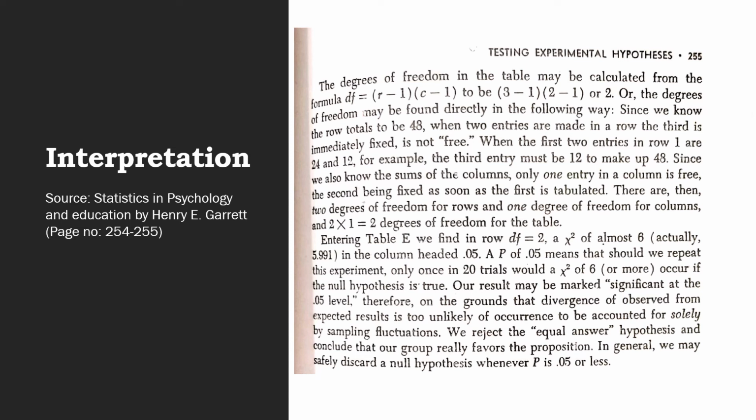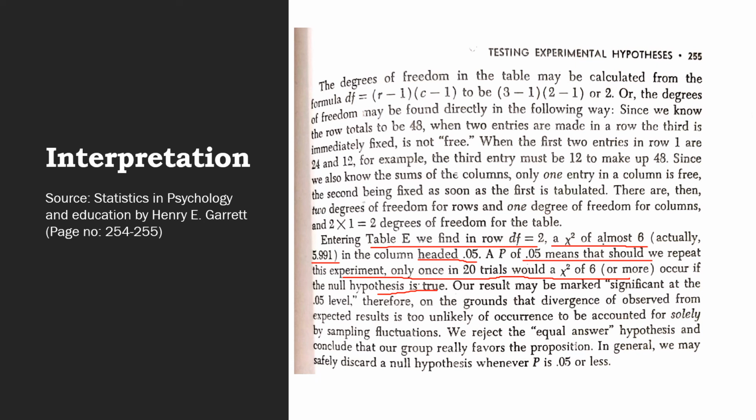Whenever we see the table in Garrett's book, we find the degree of freedom is 2 and the chi-square value is 6, and we find actually 5.991 mentioned, so it's significant at the 0.05 level. It means that if we repeated this experiment, only once in 20 trials, which is the 0.05 level, the result would occur when the null hypothesis is true. It means there is a 95% confidence interval. One result will be marked significant at the 0.05 level.